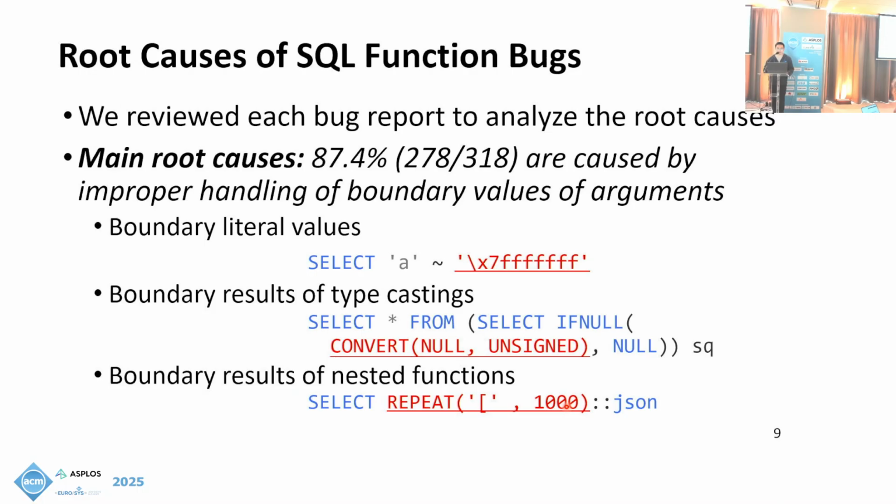Then we analyzed the root causes of these SQL function bugs. We reviewed each bug report and found that about 87% are caused by improper handling of boundary values of arguments. They can be categorized into three groups: boundary literal values, boundary results of typecastings, and boundary results of nested functions.